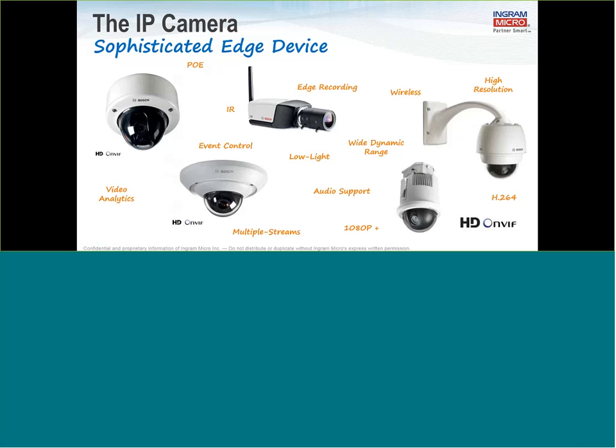We have the ability to integrate with power over Ethernet now. We have edge recording in cameras now. We have built-in infrared and low light and wide dynamic range capabilities. We have full audio support, bidirectional. Cameras are capable of producing multiple streams now. Cameras can be either wireless or wired. There's a significant number of cameras that have higher resolutions, 1080p and greater. There's compression mechanisms now being used with cameras.